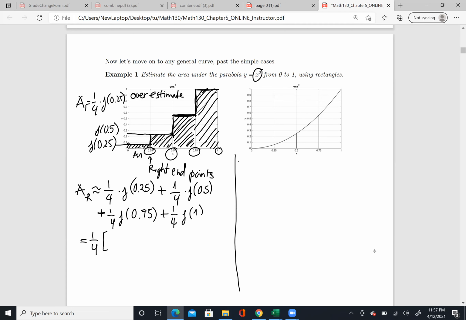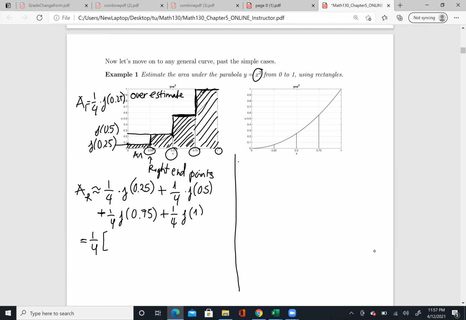Okay, and then use a calculator, and you can tell me the sum will be equal to 1.875, right? And multiply by 1/4, you're going to get 0.4688. Okay. So this again is an estimate, or I should call it an overestimate, of the area under the parabola.